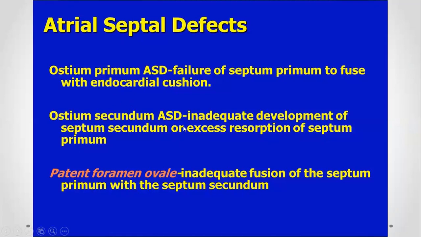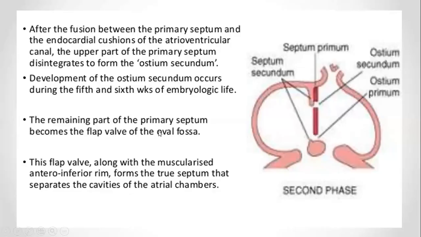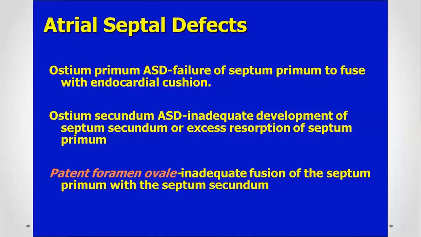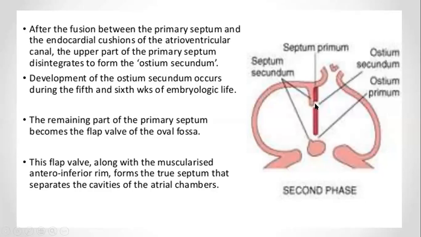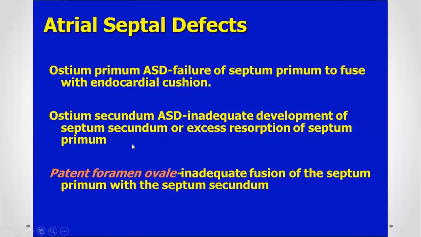Sometimes the ostium secundum ASD can develop due to inadequate development of the septum secundum or excess reabsorption of the septum primum. So if the septum secundum doesn't develop properly, or if there is more reabsorption of the septum primum, that leads to a condition called the ostium secundum ASD. This is ostium secundum atrial septal defect. Okay, so this defect will remain even after birth.